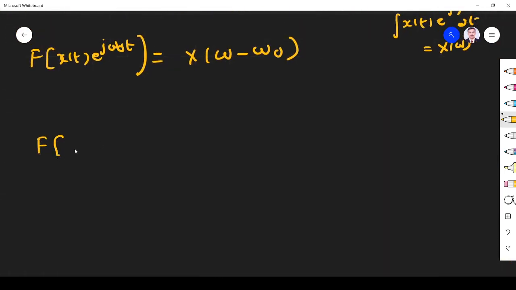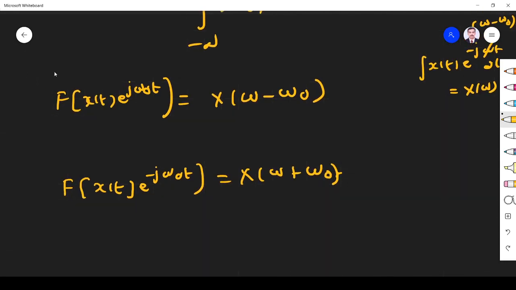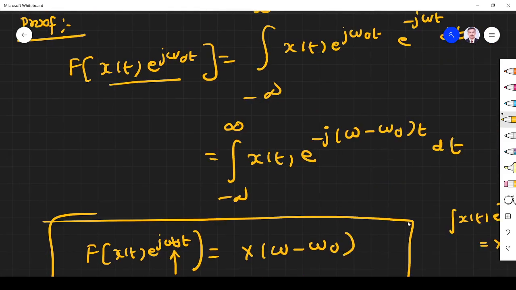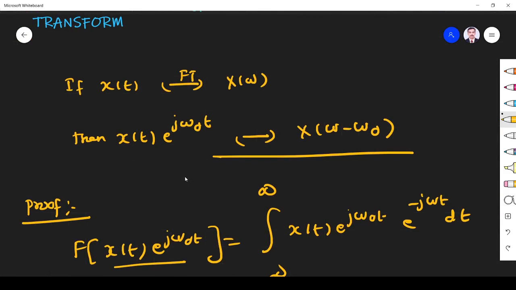Similarly, we can prove that the Fourier transform of x of t e power minus j omega naught t is given by X of omega plus omega naught. So these two equations are very important. Here x of t is multiplied by a complex exponential with the frequency omega naught. That's why it is called frequency shifting of your input signal. So what is happening here? The spectrum is shifted. Clear or not?